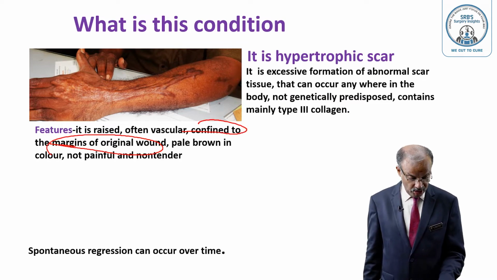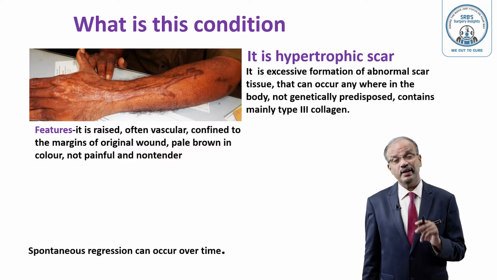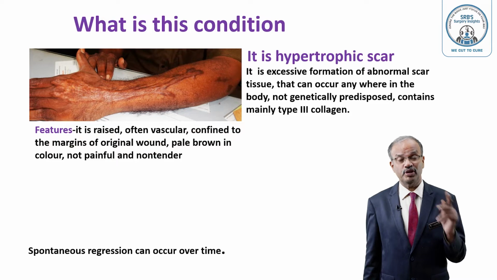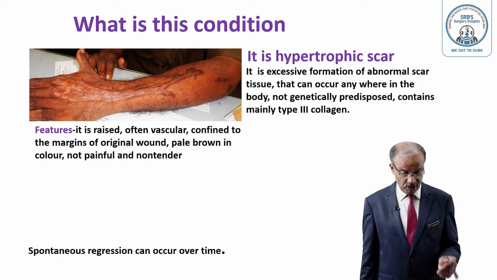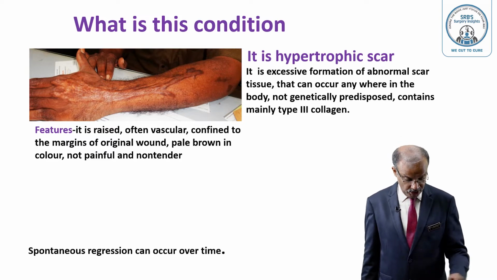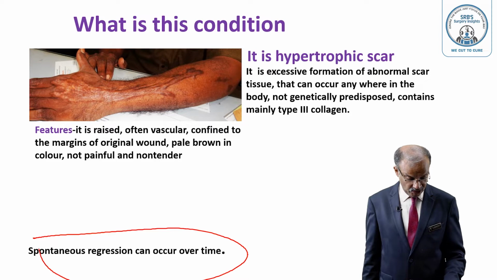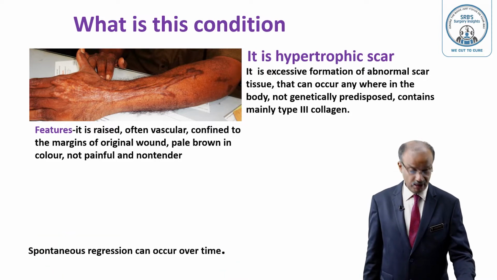Pale brown in color, not painful, non-tender. Unlike keloid, which is painful, often tender. It goes beyond the actual margin into normal tissue, and it is vascular also. The hypertrophic scar is not that vascular, only a little vascularity, and eventually it may regress after 6 months. It goes only up to the 6 months. There is a point: spontaneous regression can occur over time in this, but it does not occur in keloid.